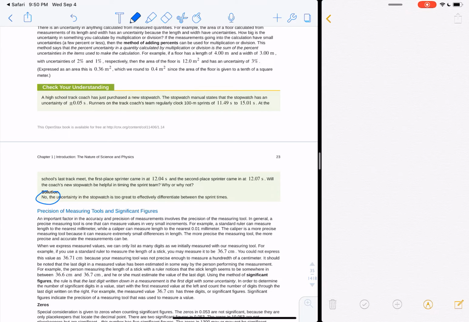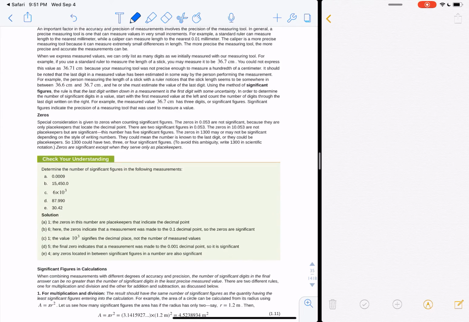Why or why not? The solution is no, because the uncertainty on this measurement is 12.04 plus or minus 0.05. Same thing with this one, 12.07 plus or minus 0.05. These two numbers are statistically equivalent. This could be 12.09 or it could be 11.99. This one could be 12.12 or 12.02. So they overlap each other in their uncertainty. As far as we can tell, they're equivalent numbers, because the time given by the stopwatch could be wrong. We can't tell who's who from the apparatus. It's not precise enough.